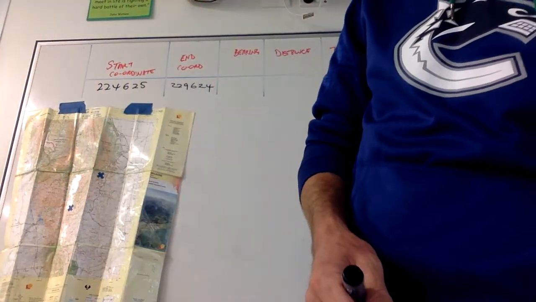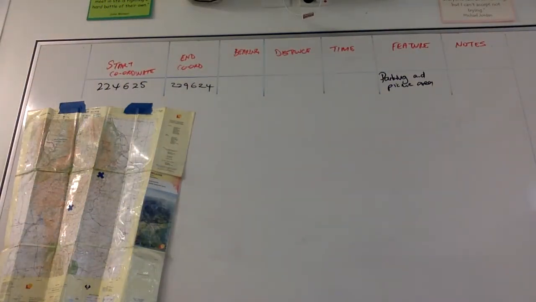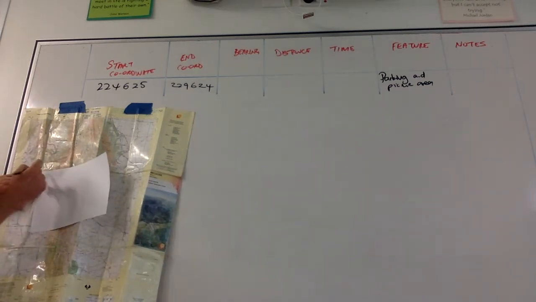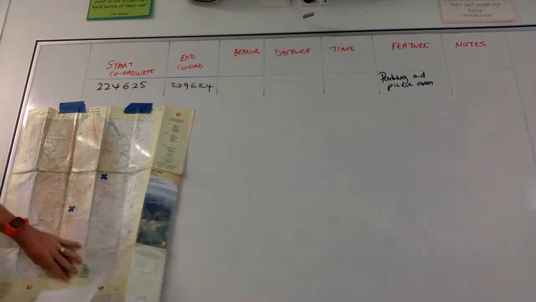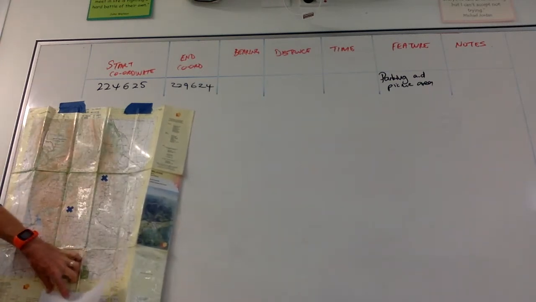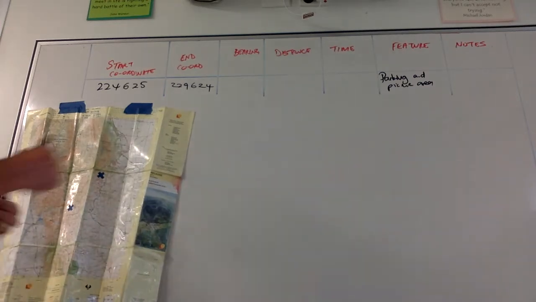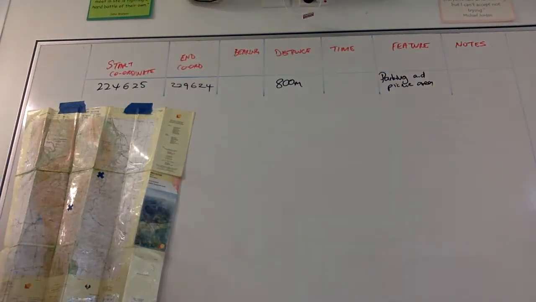Now, how do I measure distance? We did this the other day, didn't we? What did I say? If I'm going in between the two, if it's a nice straight line, I can easily just go bang, bang, and then put it down on my map, and I can see, oh, beautiful. That's about 800 metres. So I then write distance, 800 metres, and then my last line is going to be time.